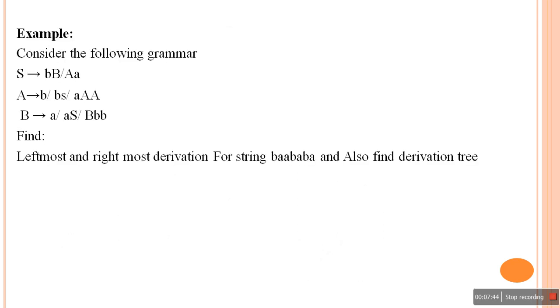This is an assignment question for you. Consider the following context-free grammar. These are the production rules given to you. We have to find the leftmost and rightmost derivation. So find the leftmost and rightmost derivation. We have to yield the derivation BAA, BA, and we have also to design the derivation tree. Do the question and check your answer with the result given in the next slide.